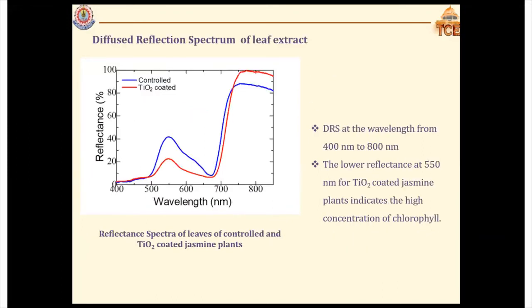Then the increase in chlorophyll content is further confirmed by the reflection spectrum. In this figure, the diffuse reflection spectrum is in the wavelength range from 400 to 800 nanometers. The figure shows a lower reflection at 550 nanometers, so it indicates a higher concentration of chlorophyll in the jasmine plants.